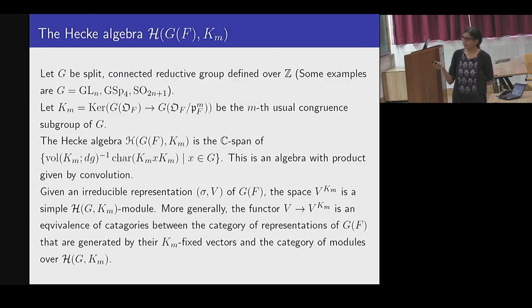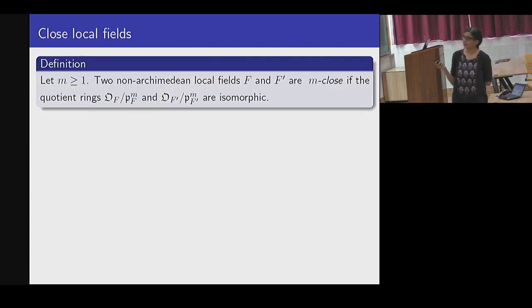So the Hecke algebra isomorphism of Kazhdan that I alluded to is basically about this Hecke algebra. So Kazhdan proved that this Hecke algebra can be compared over fields that are sufficiently close. I'll define what close local fields are.